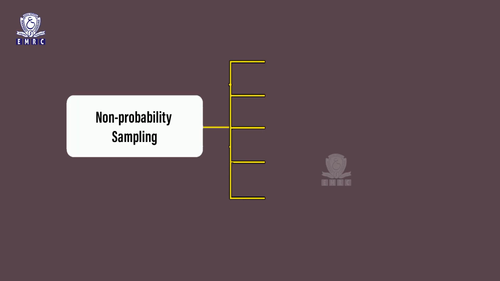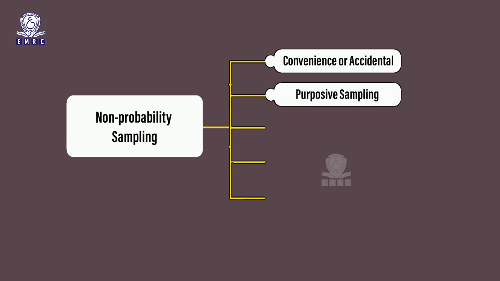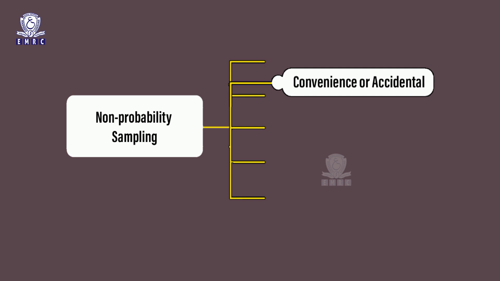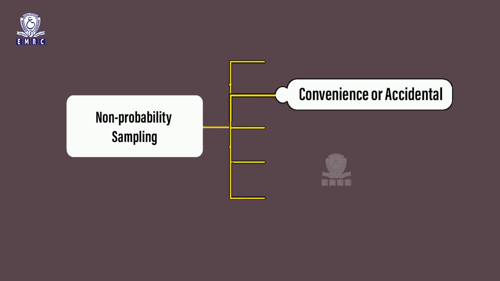There are 5 types of non-probability sampling. The first one is convenience or accidental sampling, purposive sampling, quota sampling, snowball sampling, and volunteer sampling. Now let us discuss about convenience sampling. This sampling is also known as accidental sampling.